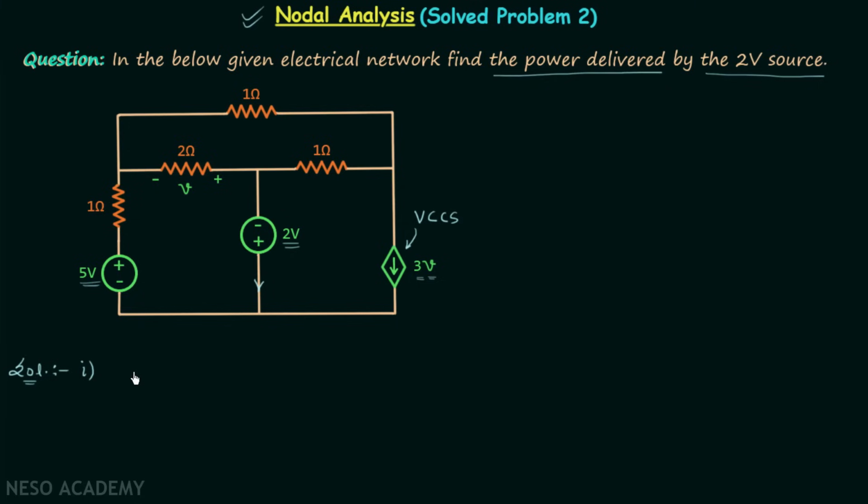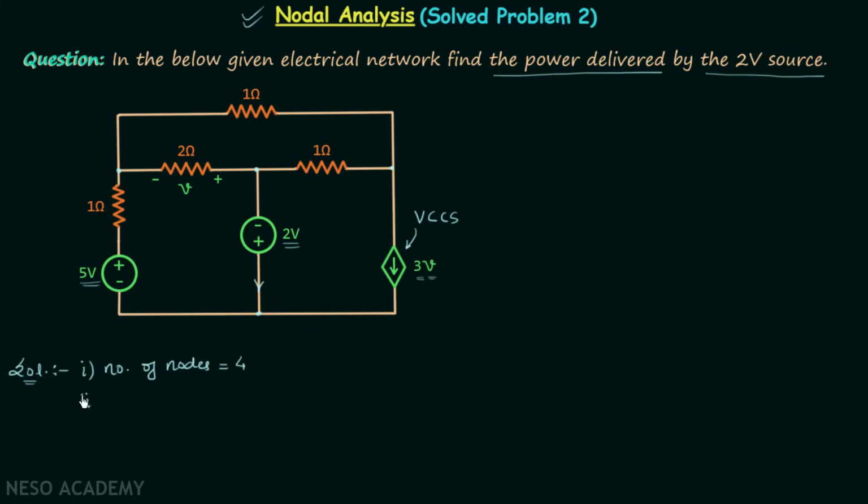And we know in step number 1 of nodal analysis, we identify the total number of nodes, and in this network we have 1, 2, 3, and 4 nodes present. So the number of nodes is equal to 4.